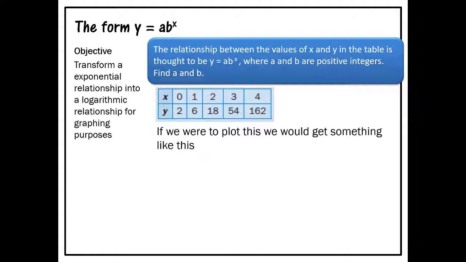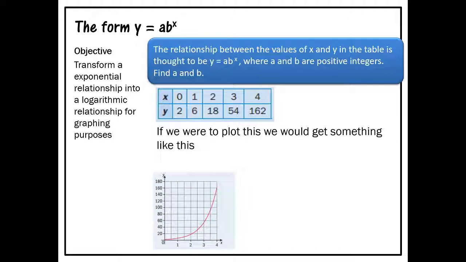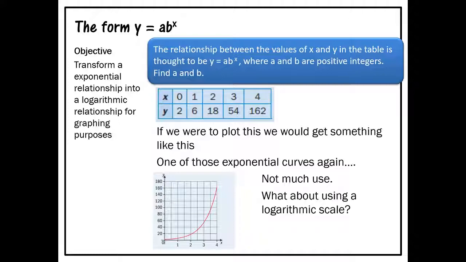If we were to plot them just as they are, as in the x and the y, we'd get something like this. We would get that familiar graph that goes sweeping up and towards the right, and when you see a sweeping graph up and towards the right like this, you might think to yourself, well, that linear scale isn't going to work. So what about using one of these logarithmic scales? It's a good idea, but we may not know how to do this in any way, shape or form.